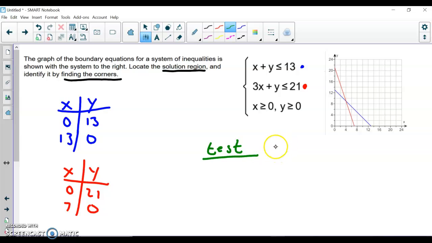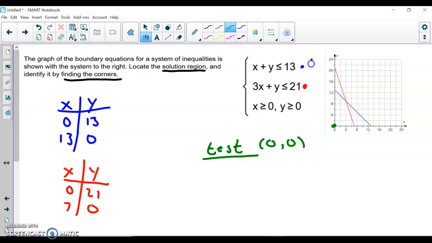Now, you can use any point you want within a certain parameter. Whatever point you use just cannot be on either of the lines, right? Cannot be any point that actually lies on the line. But the easiest point conventionally is to just use 0, 0 because it serves as a really easy point to evaluate, and it's very rarely on either of your lines. So I'm going to test 0, 0, and if you notice 0, 0 is right here, located in green. When you plug 0, 0 into the first equation, right, 0 plus 0, is that less than or equal to 13? Well, it is.